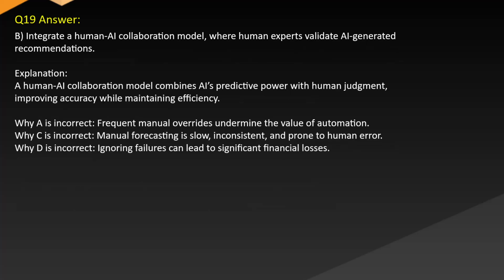Answer: B. Integrate a human-AI collaboration model where human experts validate AI-generated recommendations. Explanation: A human-AI collaboration model combines AI predictive power with human judgment, improving accuracy while maintaining efficiency. A is incorrect. Frequent manual overrides undermine the value of automation. C is incorrect. Manual forecasting is slow, inconsistent, and prone to human error. D is incorrect. Ignoring failures can lead to significant financial losses.